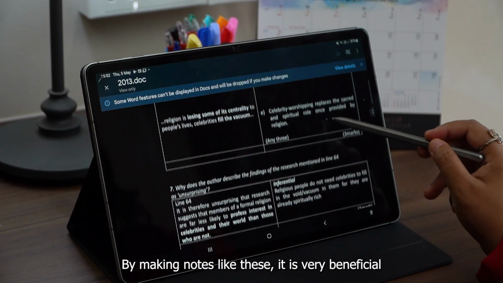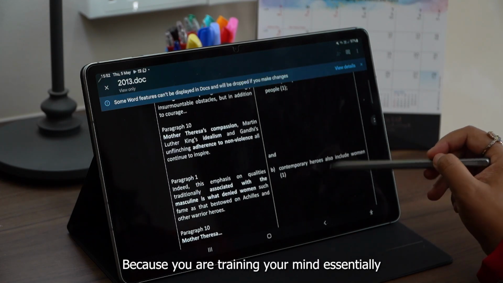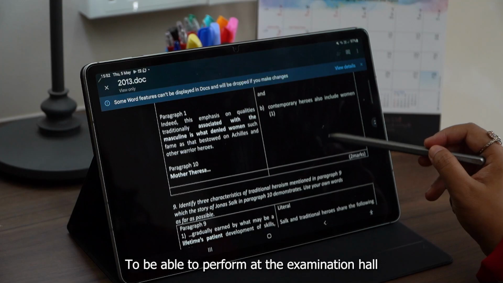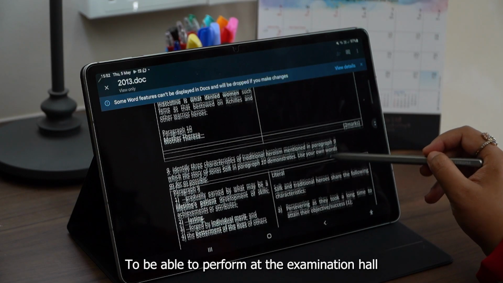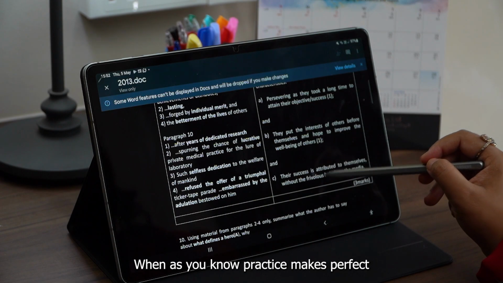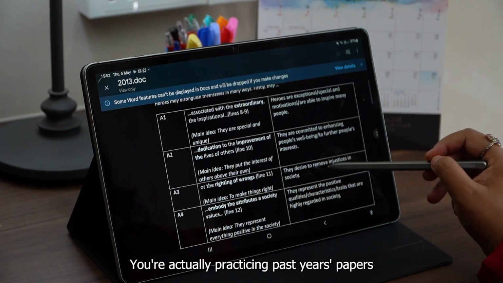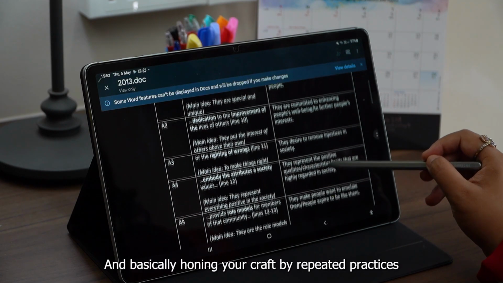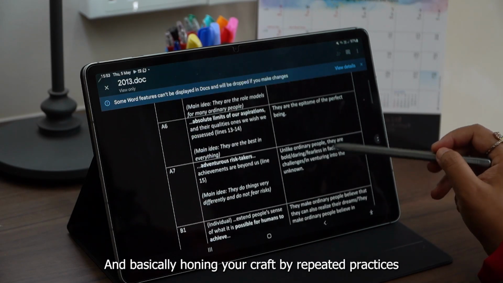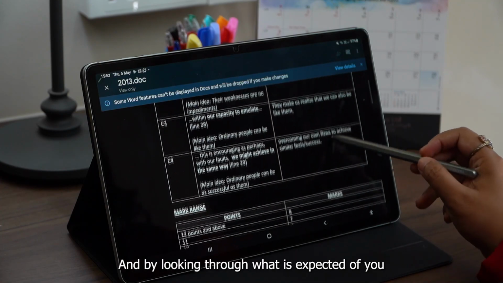And by making notes like these, it is very beneficial because you are training your mind essentially to be able to perform at the examination hall, because you're actually practicing. And as you know, practice makes perfect. You are actually practicing past year papers and the questions, and basically honing your craft by repeated practice and by looking through what is expected of you.